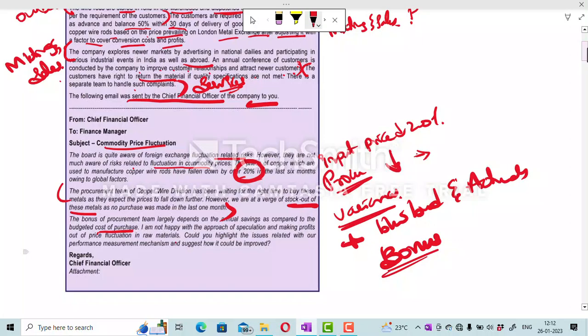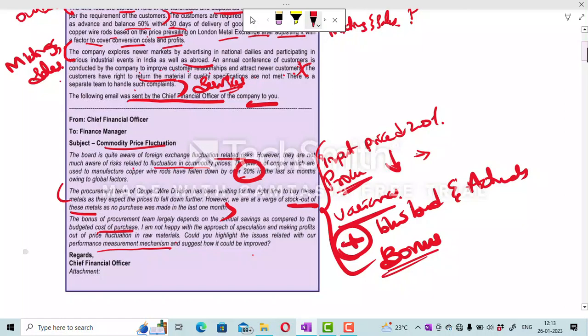Could you highlight the issue related to our performance measurement mechanism and suggest how it could be improved. Okay. See, first let us see what the flaws are in the current measurement. First of all, the approach followed by the management itself is not correct, because they are all concentrating on positive variances. Then obviously employees will always try to make it positive in order to earn bonuses.